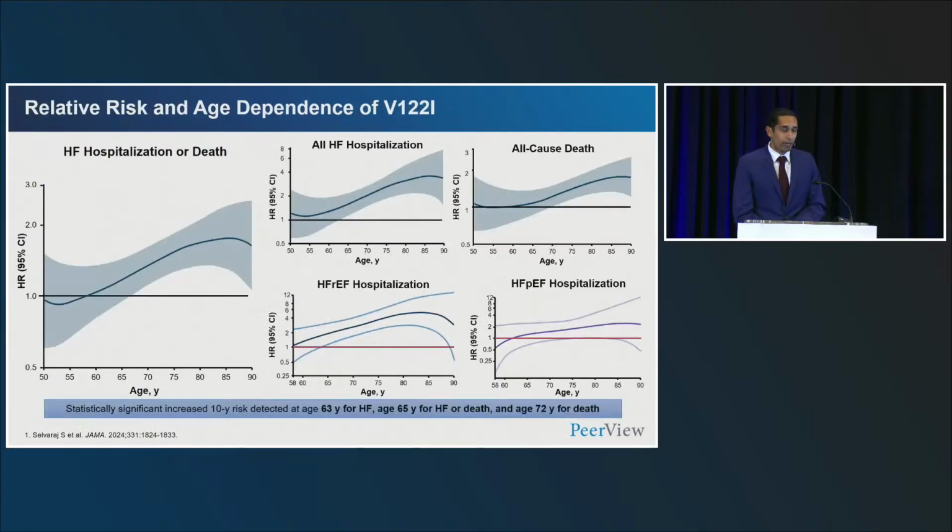And so let's talk a little bit about V142I. So V142I, as Dr. Kittleson mentioned, is one of the most common variants in the world. It's present in about 3.4% of all self-identified Black individuals just in the United States alone.